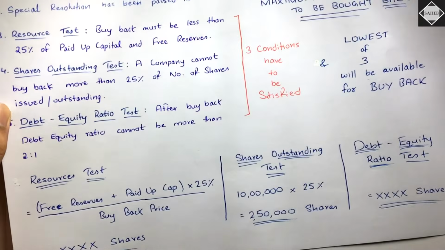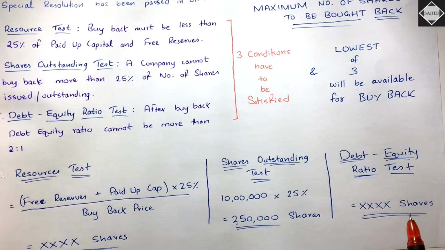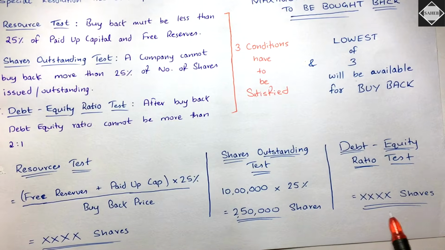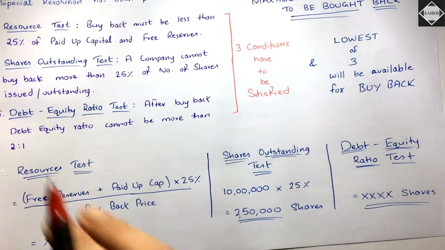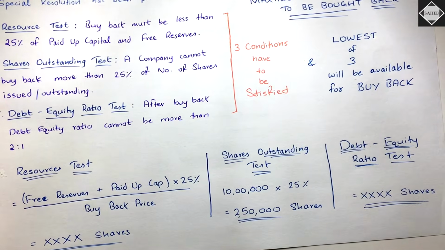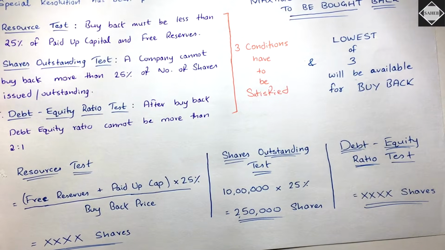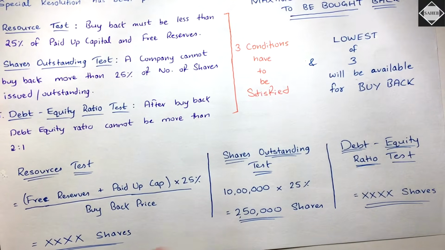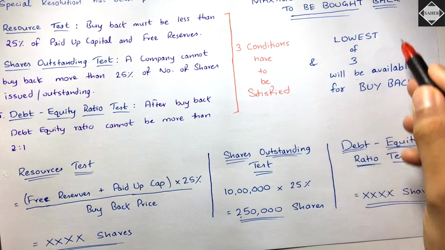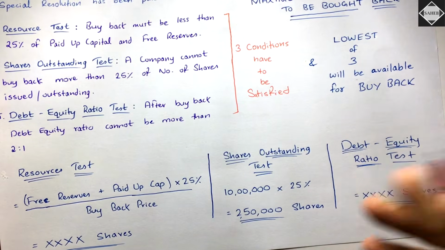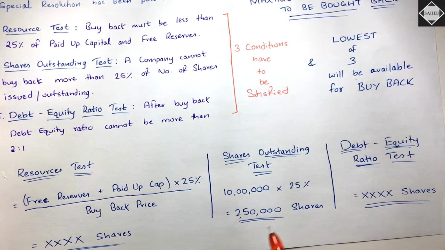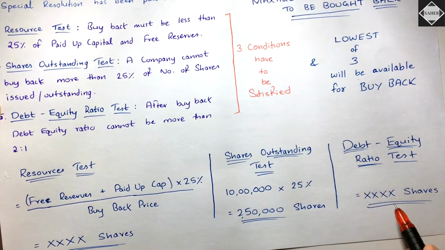Yeah, and when you do the calculation in these tests, what do you get? You get number of shares and number of shares, right? Of course there is a meaning in these tests that we'll properly understand while solving the question, but now just get an overview. Okay, so you will get number of shares in all these three tests, and what you are going to do is select the lowest of three. For example, here it is 50,000 shares, 2,50,000 shares. Here let's just say 1 lakh shares.